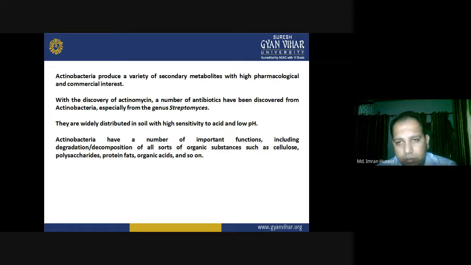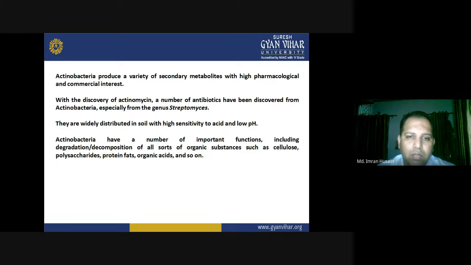So, antibiotics are discovered from actinobacteria, especially from the genus Streptomyces. They are widely distributed in soil, with high sensitivity to acid and low pH. So, they can also be used as soil acidity indicators, because they are highly sensitive to acidic conditions and low pH.